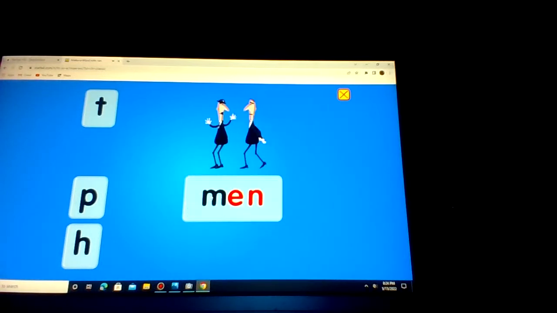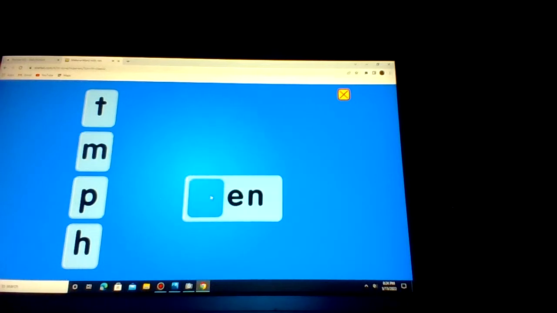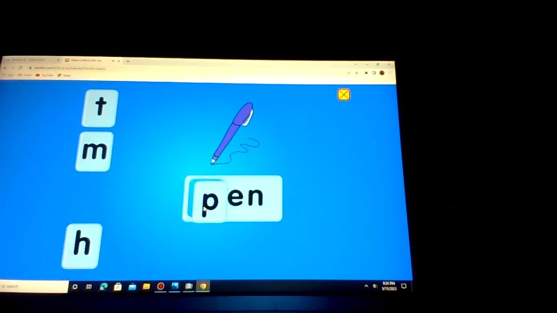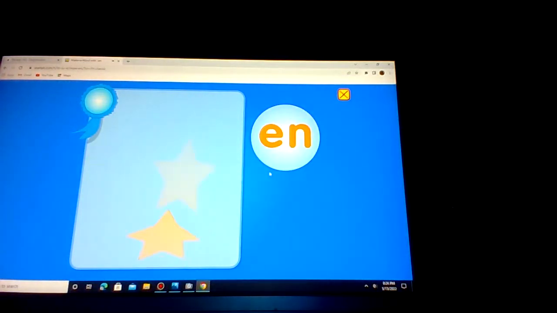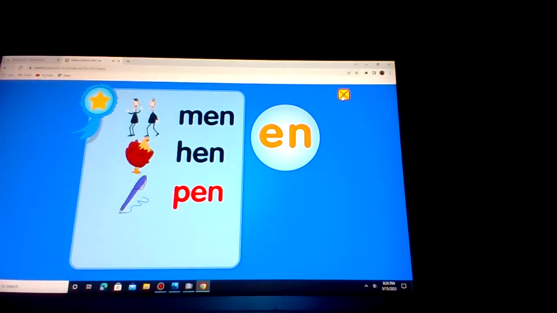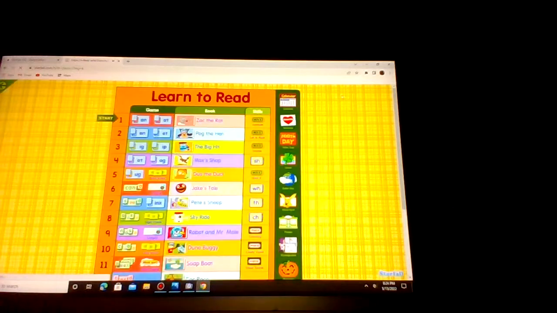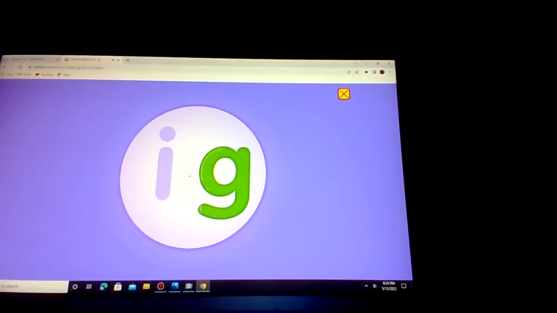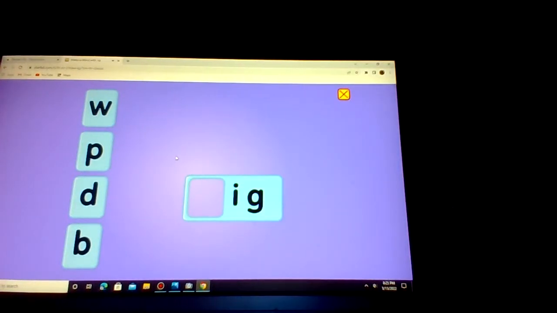And play and draw. Learn to play, let's write. Fun with reading. Groovy, men, hen, pen, ten. And this one has egg words. Make a word with it. Play with us.